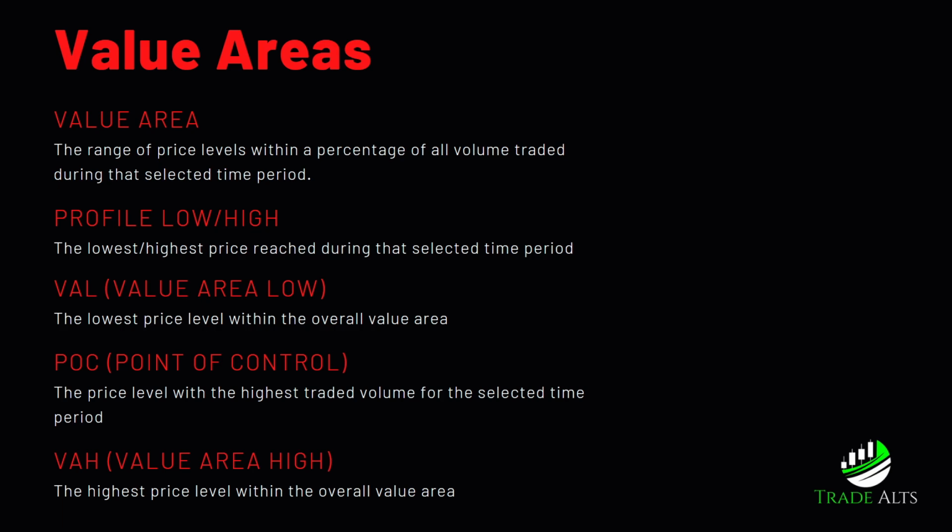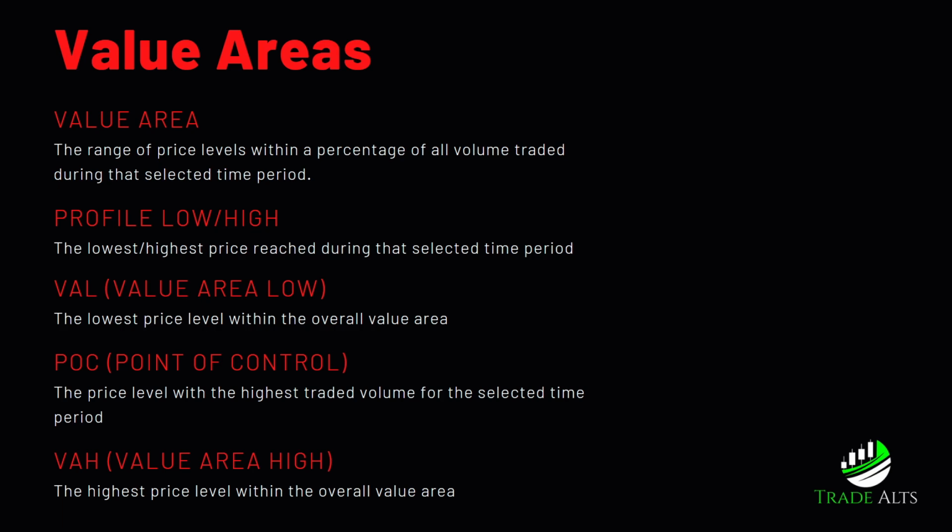Again, some people use 68. I use 70. It's fine. I don't think it's that big of a difference, but I just tend to stick with the default setting. So again, that's the value area. A profile low or profile high is very simple. It is literally the lowest or the highest price that was reached during the selected time period. So when you're pulling your fixed range, whatever is the lowest price and the highest price, that's your profile low or high. It's very simple.